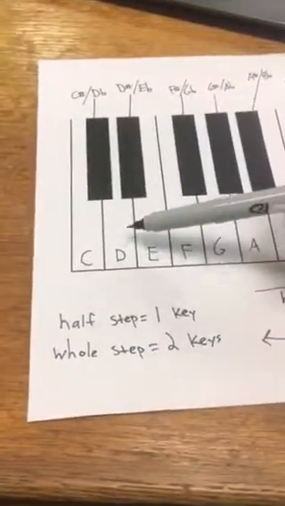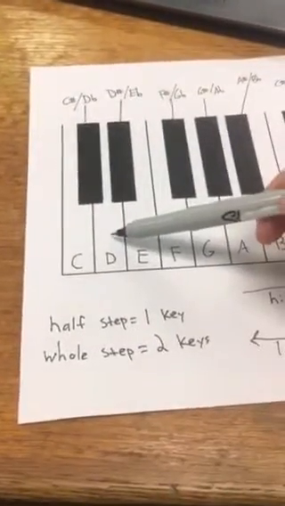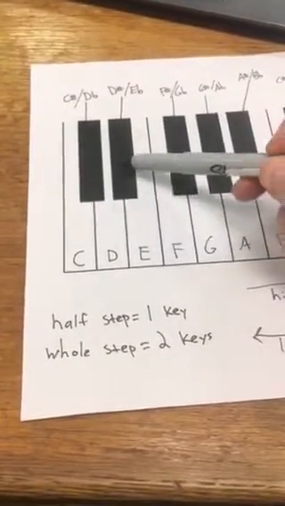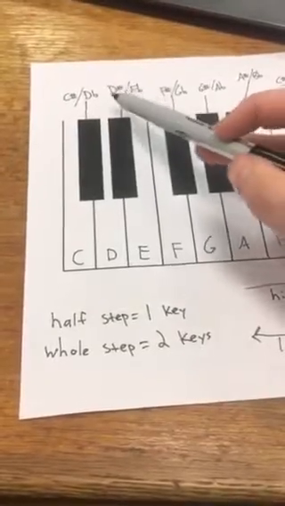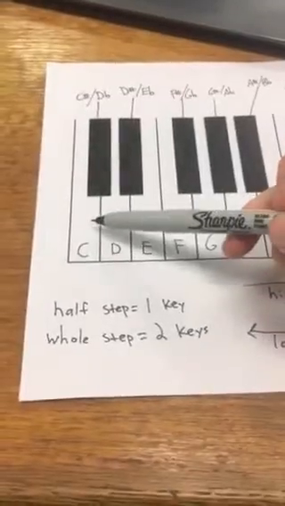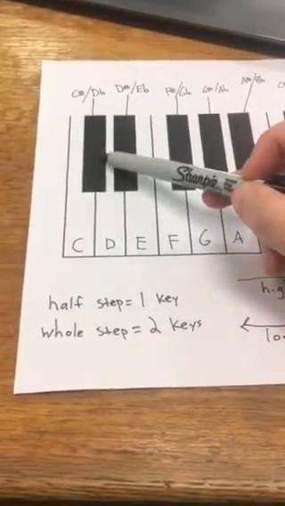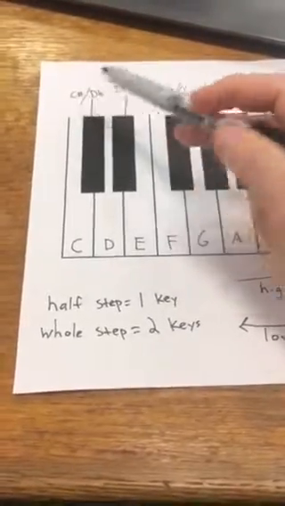So let's say we're on the note D, and the question says, what is one half step higher than D? This black key, since we're going higher, would be D sharp. If the question says, what is a half step higher than C? This key would be C sharp.